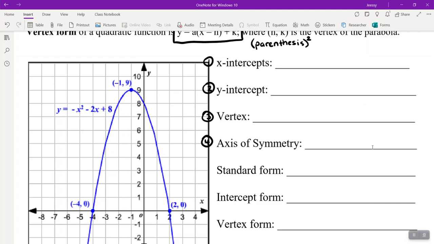Yes, question. Okay, so what do you have for the x-intercepts? All right, thank you, Jamarian. Good job. Any questions on those? Did you get them right?